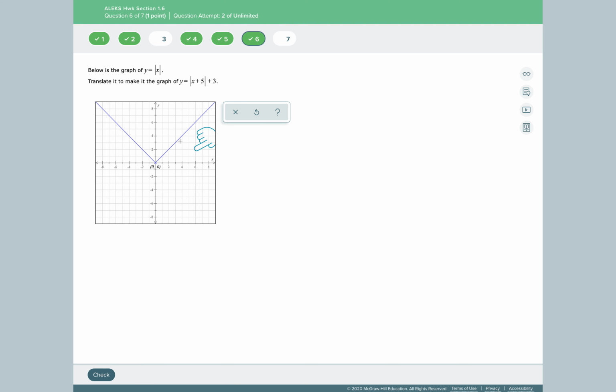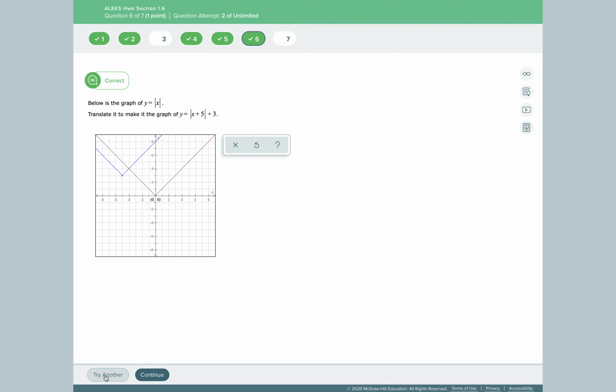Okay, it says here below is the graph of y equals x, and it says to make the graph of y equals the absolute value of x plus 5, plus 3. So think of x plus 5 as a 0, and so I will shift over to x equals -5. Then we have a plus 3. Any addition on the outside, I'm going to shift upward 3 units. So the vertex will go from the origin to -5, 3. Checking the result, it is correct.